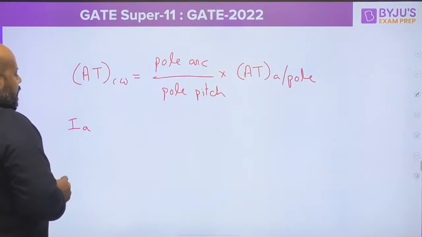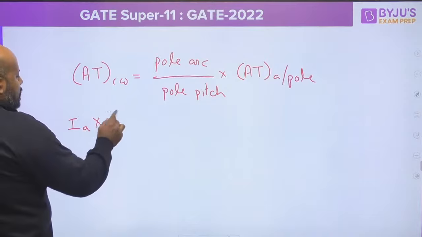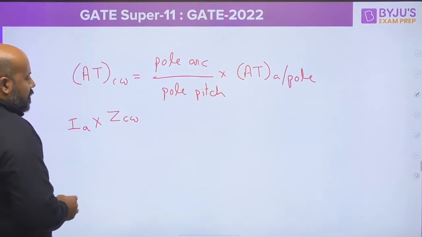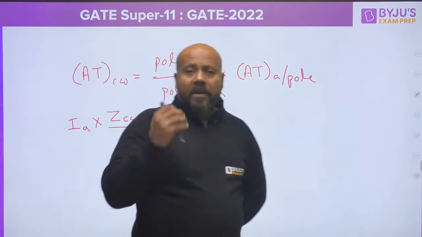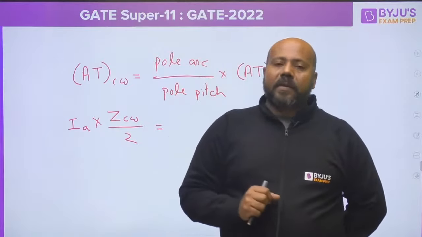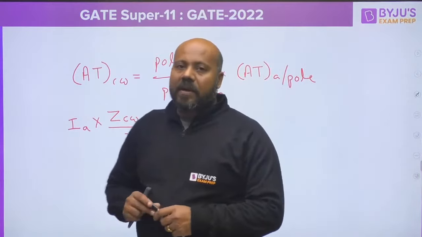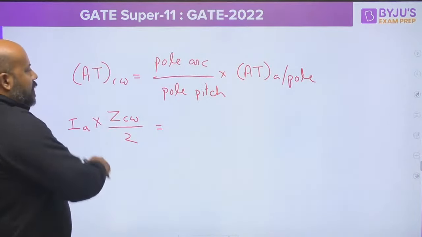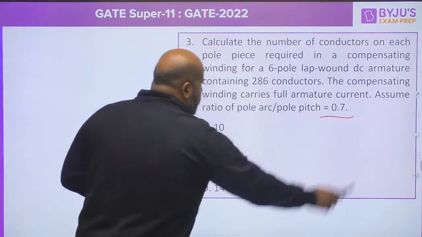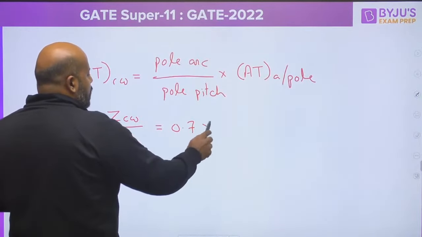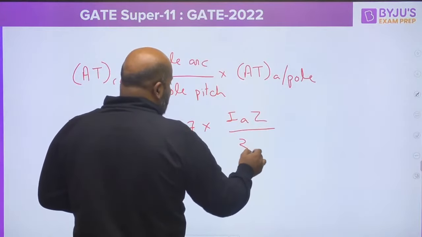So the ampere turns of the compensating winding you are going to write as the current in each turn, that is the armature current, times the number of turns. If ZCW is the total number of conductors in the compensating winding, divided by 2, that is the number of turns, because 2 conductors are needed to make 1 turn. So how many turns are going to be there? ZCW divided by 2. The pole arc and pole pitch ratio is already given in the question, that is 0.7. And the ampere turns of the armature winding per pole you can write as IAZ upon 2AP.